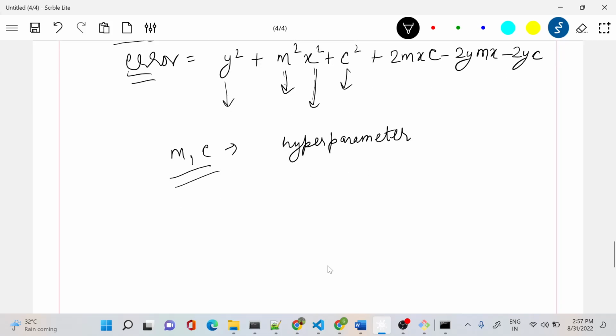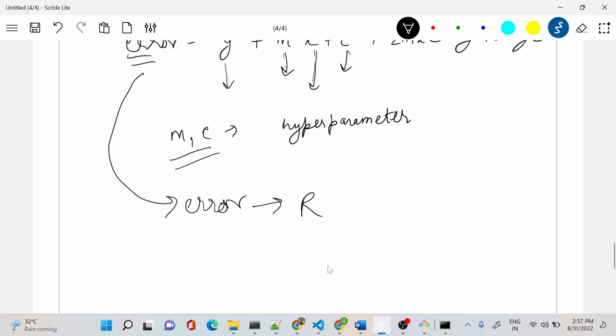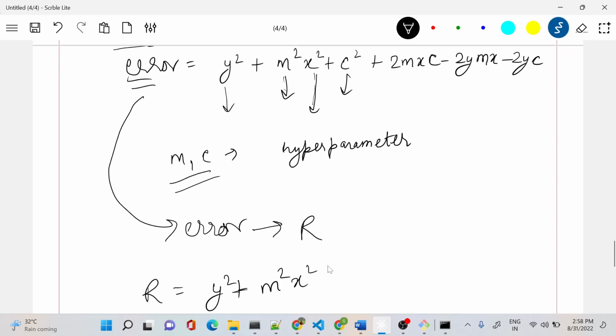So, hello guys, and let's start this chapter from where we left off. We got this error term here. Let's consider it as R. So if we write R again, R is given as y square plus m square x square plus c square plus 2mxc minus 2ymx minus 2yc.